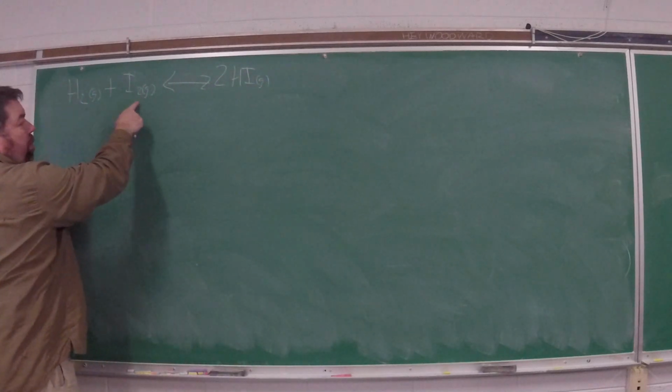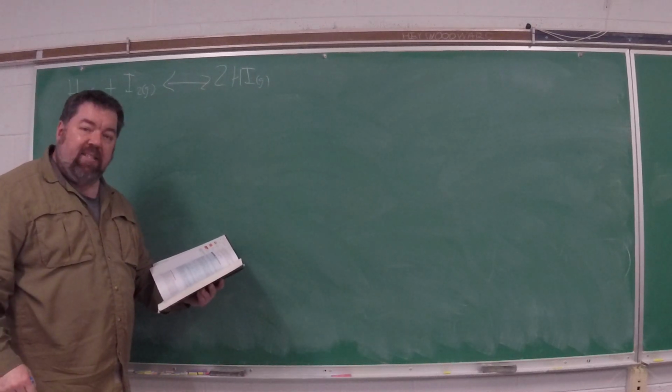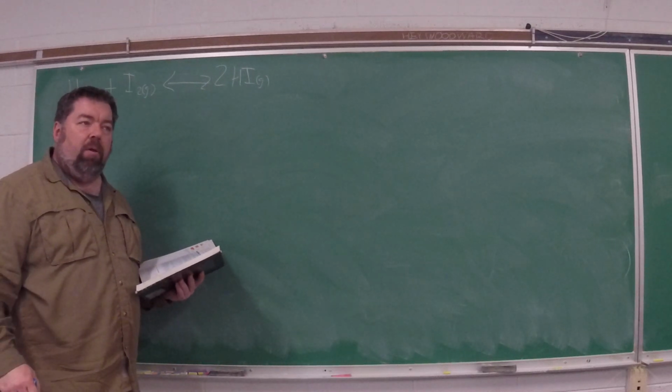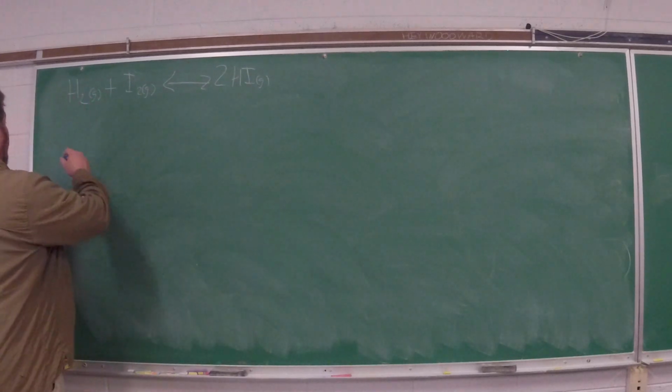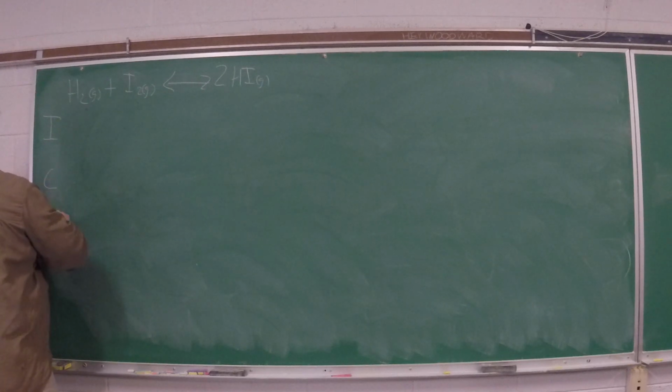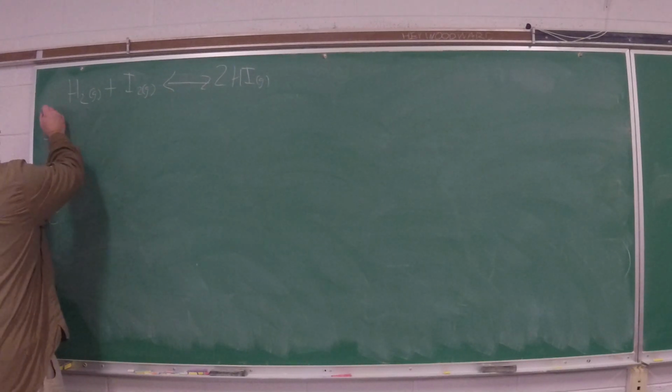Okay, H2 plus I2 goes to 2HI, right? Again, we're going to use an ICE table, and you will use an ICE table on problem 21 also. So I'm just going to put that in here real quick. Initial, change, and equilibrium.